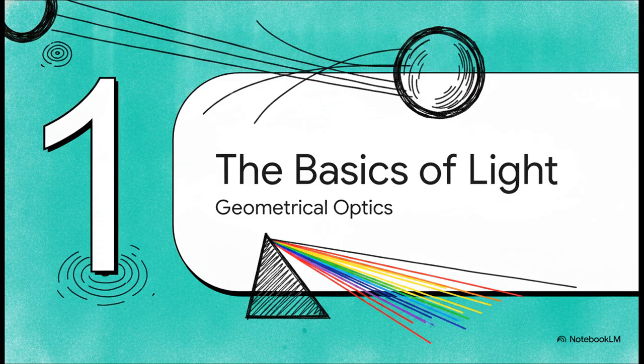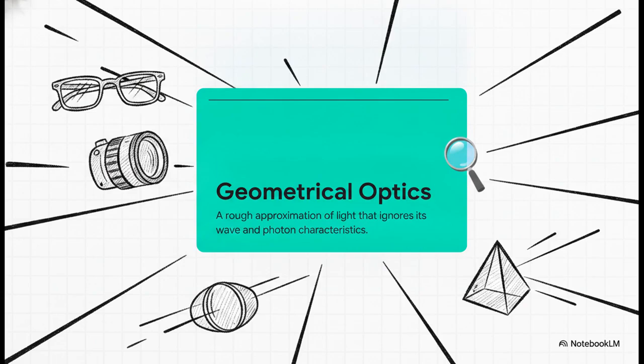We're going to start by looking at light through a very zoomed-out lens, because before we can understand the quantum truth, we have to look at the classical models that scientists relied on for hundreds of years. So the key thing to grasp here is that we're starting with what physicists call geometrical optics. Basically, it's a rough approximation. It treats light as these simple, straight rays. And yeah, it's super useful for building everyday stuff like glasses or cameras, but spoiler alert, it's a model we're going to have to completely unlearn by the end of this explainer.